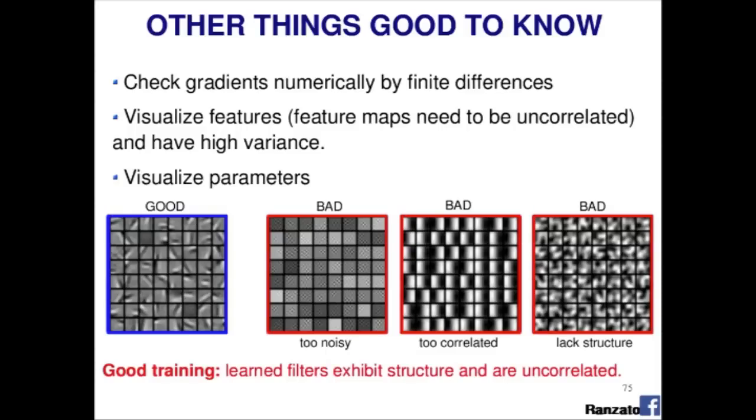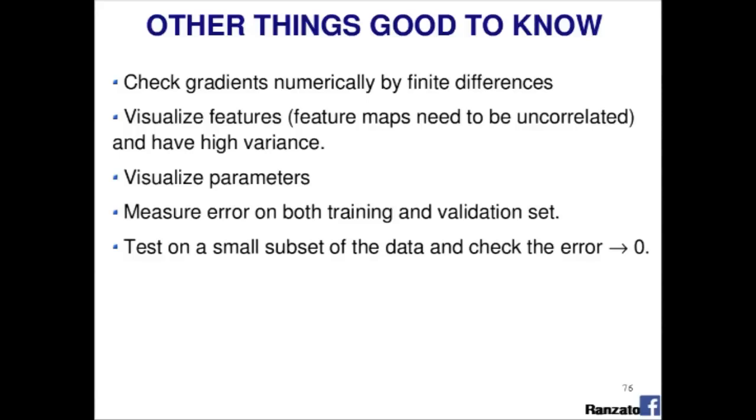It's useful to visualize the parameters. If you train on natural images, we would expect the first layer filters to end up being kind of Gabors. You don't want to find something that is noisy or filters that are too correlated or that lack structure. That points to some problems in how you optimize things. And Rob Fergus is going to show us this afternoon also how to visualize the higher layers. As a sanity check, it's good to test that when you train on a small training set, the error goes to 0. And it's good to track the error on both the training and validation set.